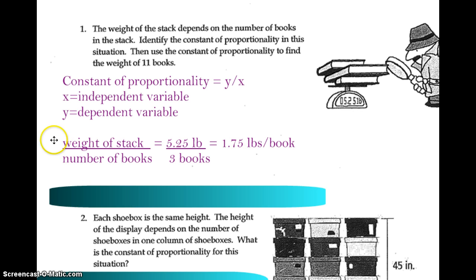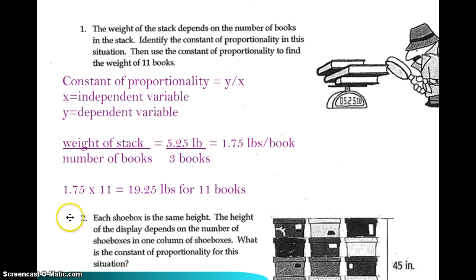The way that we know to take the weight of the stacks divided by the number of books is because the weight of the stack depends on how many books there are. So the dependent variable is always going to be the y value on top, and the independent variable will be the x value. So whatever depends on the other is always going to be in the numerator. That's our y value. To find the weight of 11 books, all you have to do is take the pounds per book times 11, which means it's 19.25 pounds for 11 books.